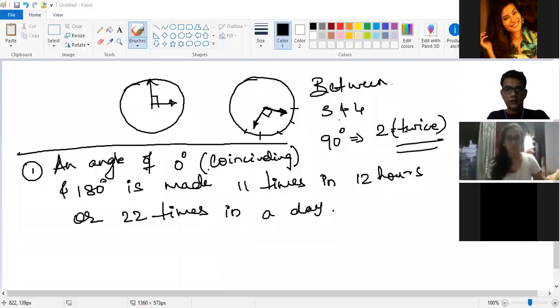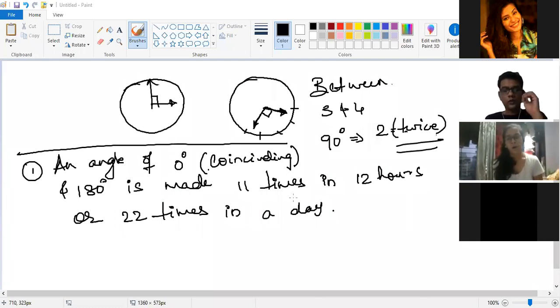Yeah, Indraja, please say. So you said an angle of 0 degrees and 180 degrees is made 11 times in 12 hours. So is the 11 times including both 0 degrees and 180, or only 0 degrees? Both of these angles: 0 degrees also happens 11 times and 180 degrees also happens 11 times, basically one hand over the other or one opposite to the other. It happens exactly 11 times in a clock.